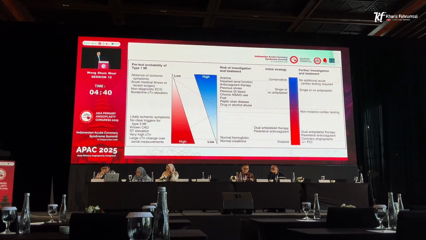These slides, from the same paper, basically tell you whether, on clinical grounds, you think this patient has type 1 MI based on the clinical assessment, whether you find a clear trigger for type 2, or whether this patient has underlying known coronary artery disease. You stratify the patient based on what you can tell, and what the risks of investigation and treatment are, based on the patient's clinical setting.